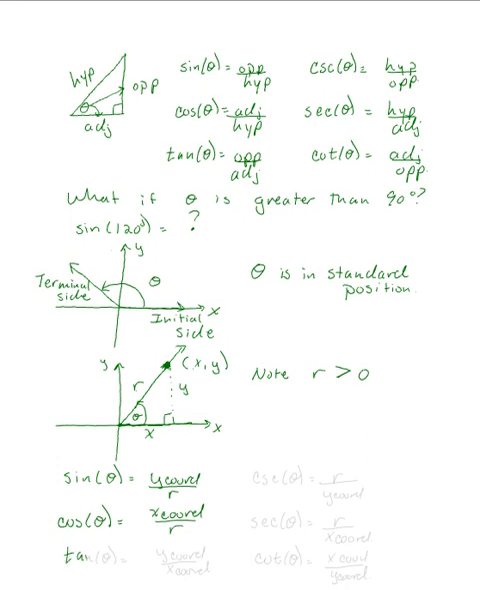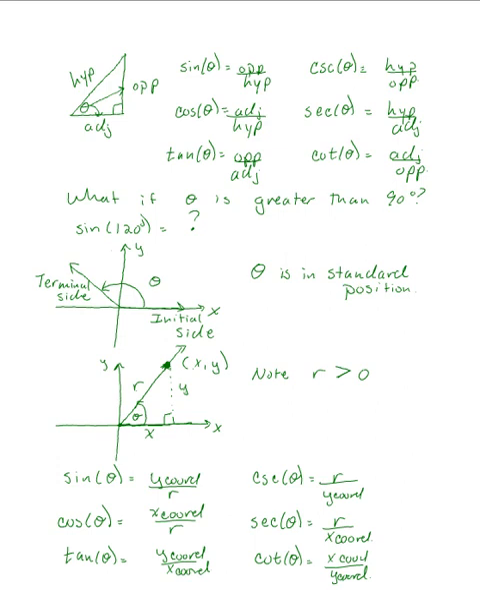Tangent of theta. Well, that's the opposite side over the adjacent side, but in our picture, again, this is y-coordinate over x-coordinate. And then we have the 3 reciprocal functions. So that's cosecant of theta equals r over y-coordinate. We have secant theta equals r over x-coordinate. And cotangent theta equals the x-coordinate over the y-coordinate.